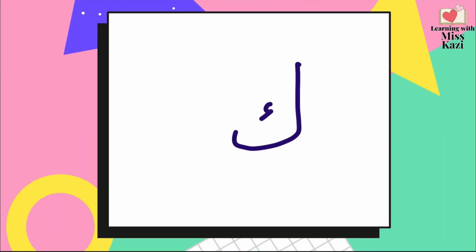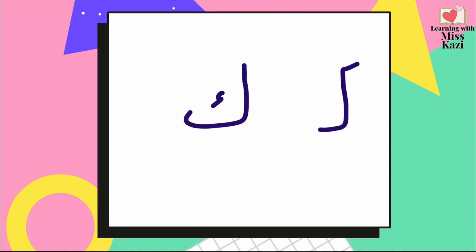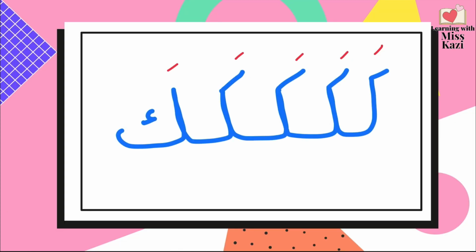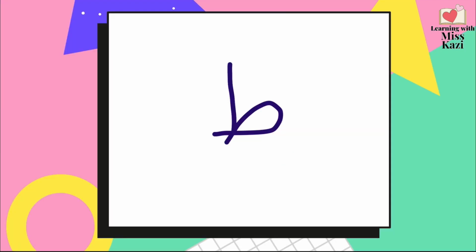Our first tall letter is the letter Kaaf. Kaaf can look like this or like this. Kaaf with the Fathah makes Ka. Can you read this? Ka, Ka, Ka. Good.